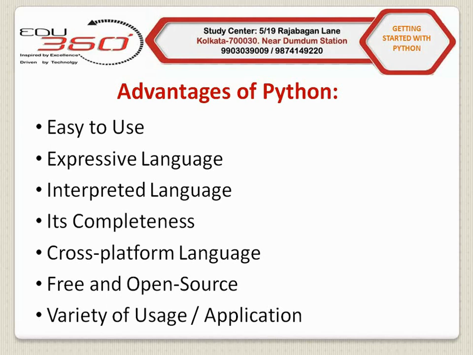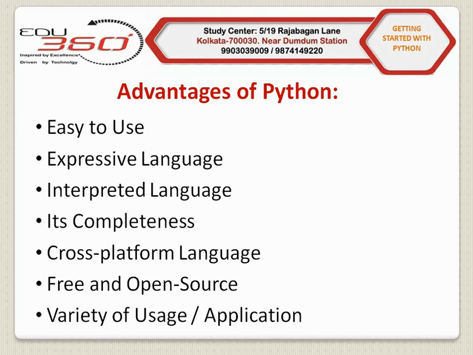Cross-platform language. Python can run equally well on a variety of platforms: Windows, Linux or Unix, Mac OS, supercomputers, smartphones, etc. Or in other words, Python is a portable language. Free and open source. Python language is freely available, that is, without any cost, from www.python.org, and its source code is also available, that is, it is open source also.